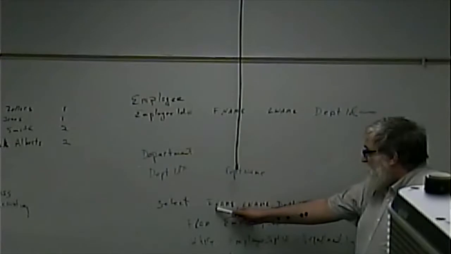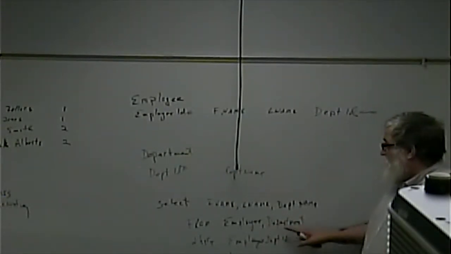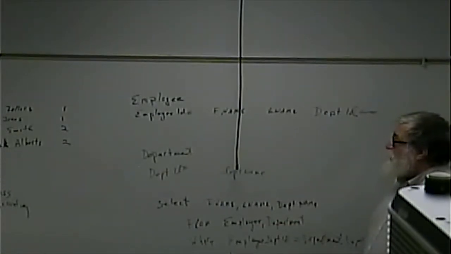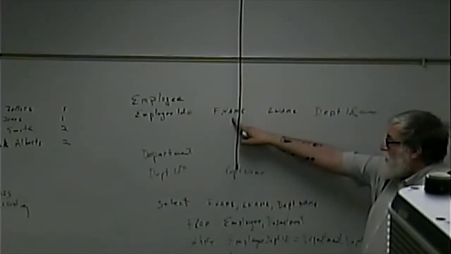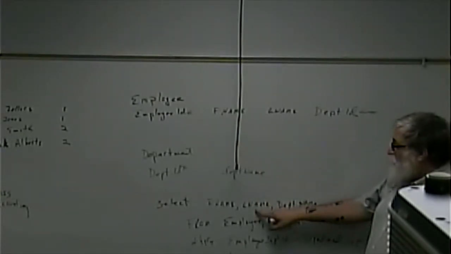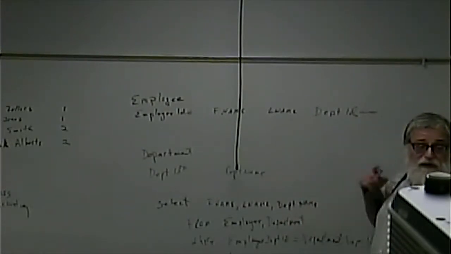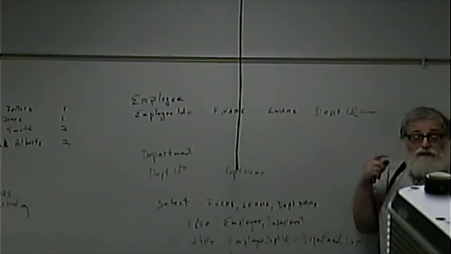Now, F name. I can just say F name. Why? Because there's only one column that has the name F name in the room. What do I mean by in the room? I mean between these two tables. F name only exists in one of these tables. So I can just say F name. Likewise with L name. Likewise with department name. So all of these, I can just use the column name.